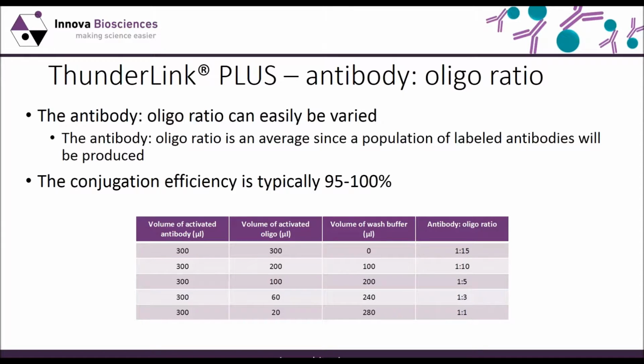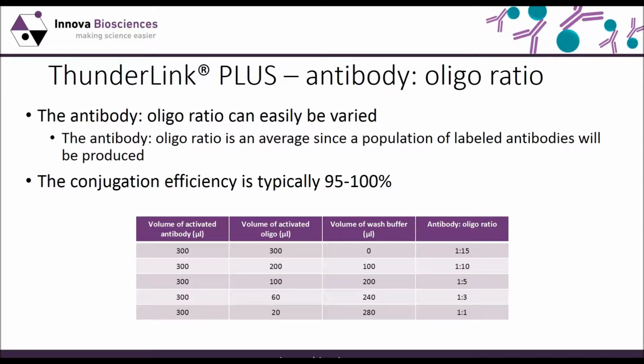Following activation and desalting of the antibody and the oligo, both reagents are ready for conjugation to one another. ThunderLink Plus can be used to generate conjugates with a range of different antibody to oligo ratios, which can be achieved by simply adding varying amounts of oligo to the antibody. It should be noted that the antibody to oligo ratio will only ever be an average, since a population of labelled antibodies will be produced during the conjugation reaction. Each antibody within this population won't necessarily have the same number of oligos bound to it.